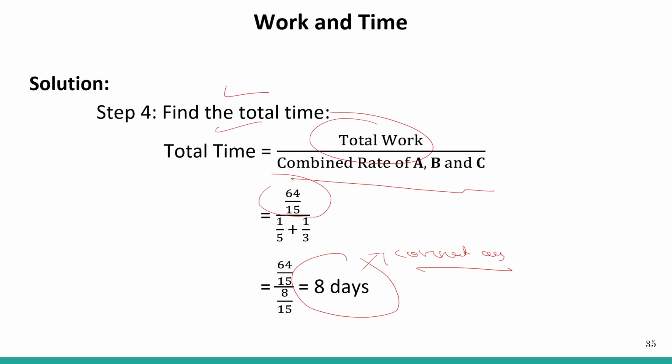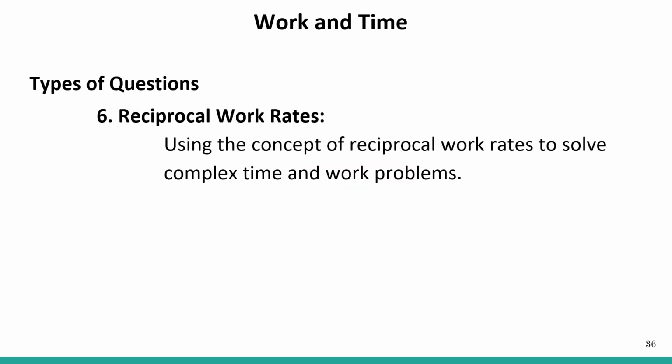So total time is equal to what? Total work by the combined rate of A, B and C. So 64 by 15 whole by 1 by 5 plus 1 by 3. This is equal to 8 days.